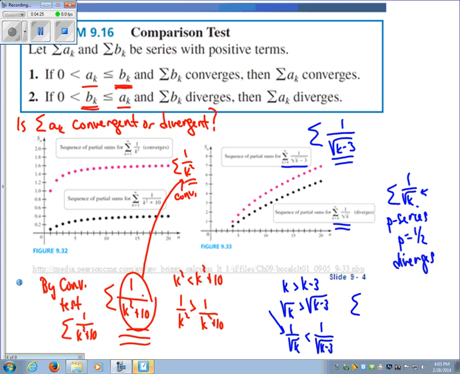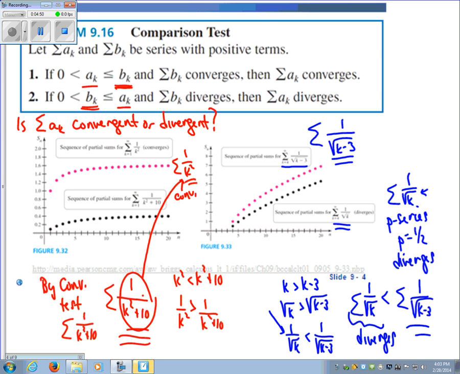So when I try to sum them, the sum of 1 over the square root of k is going to be less than or equal to these, since term for term, they were always smaller. But this one diverges. And this one's larger, so it has to diverge. So that's the idea behind the comparison test.